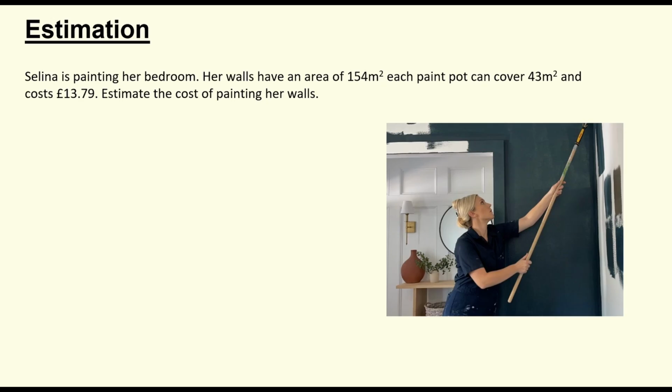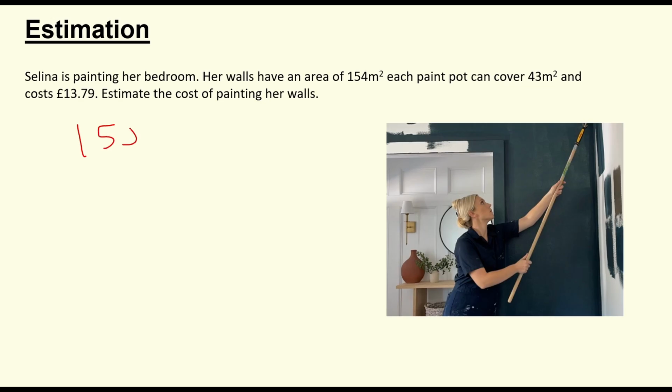Right, it's quite common to get a functional question, and for good reason, to be honest. This is an area of maths you're most likely to use no matter what job you end up taking. We're all going to end up doing some kind of DIY or building of something or buying of some stuff for a party, and you want to quickly get an idea of the costs. So, Selena is painting her bedroom wall. Her walls have an area of 154. Each paint pot can cover 43 metres squared.